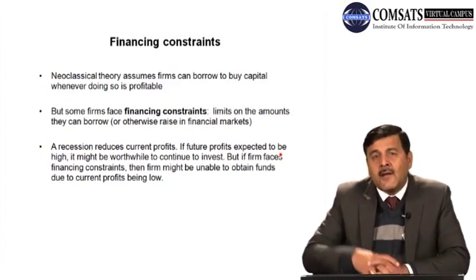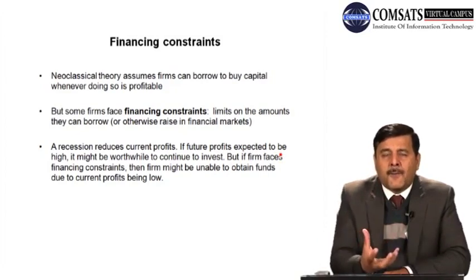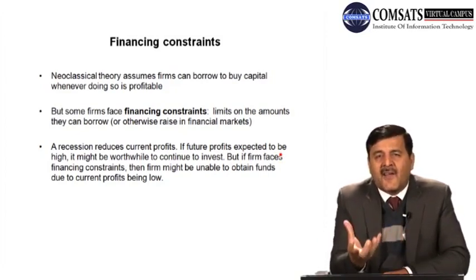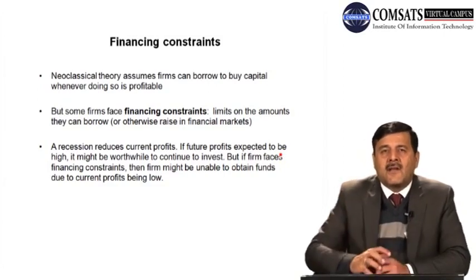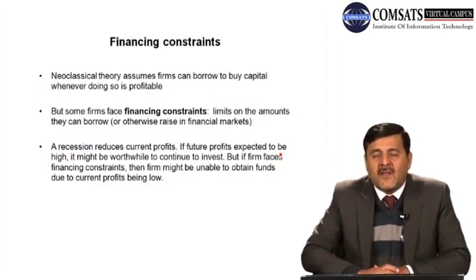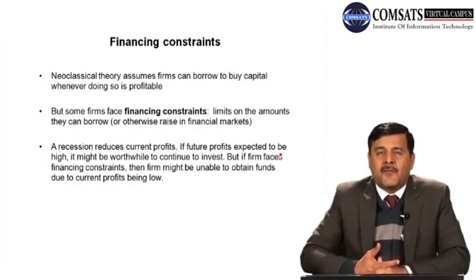So due to recession, jab profit kam hua, to what is the option left with the firms to increase investment, to increase the future profit? The only option with the firms is to get capital or borrow capital from financial institutions. But if there are financing constraints on the firms in getting capital, what will happen? Then firms will be unable to obtain funds and to increase the level of investment. So financing constraint affects investment negatively in the country or in the economies.